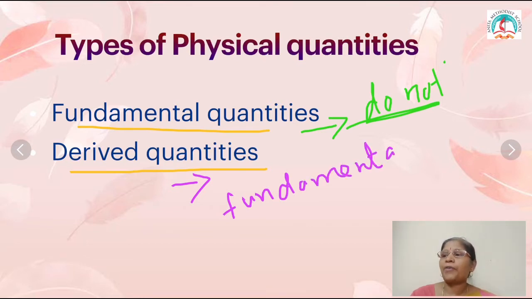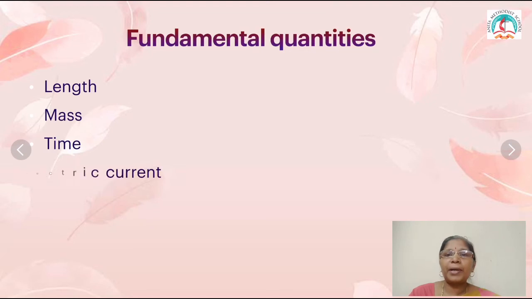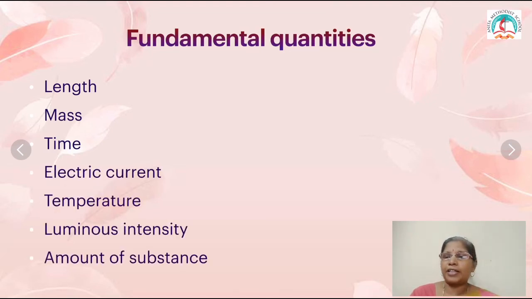Now we will see one by one, fundamental quantities and derived quantities. The first one is fundamental quantities. What are fundamental quantities? The quantities that do not depend upon any other quantities, as I told. Examples: length, mass, time, electric current, temperature, luminous intensity and amount of substance. These 7 quantities are called fundamental quantities. So totally 7 fundamental quantities are there.